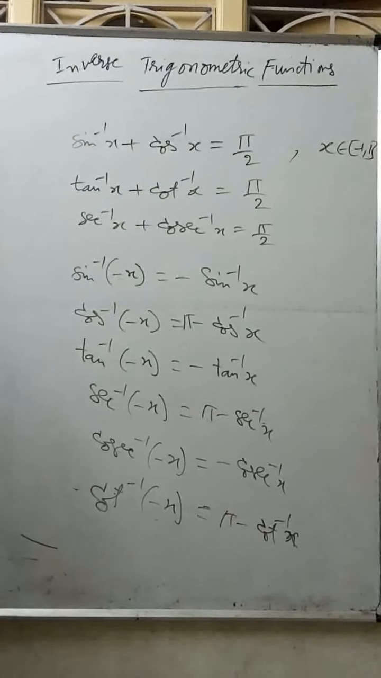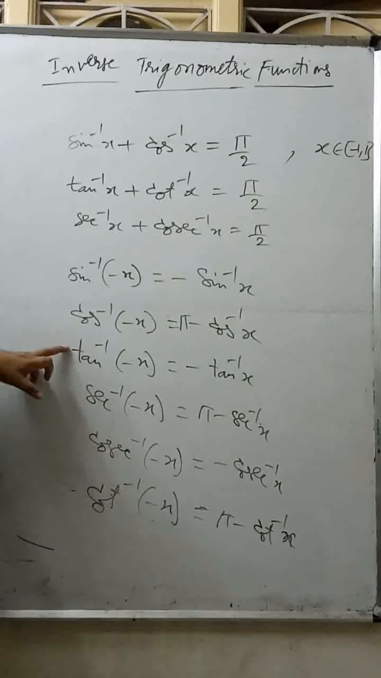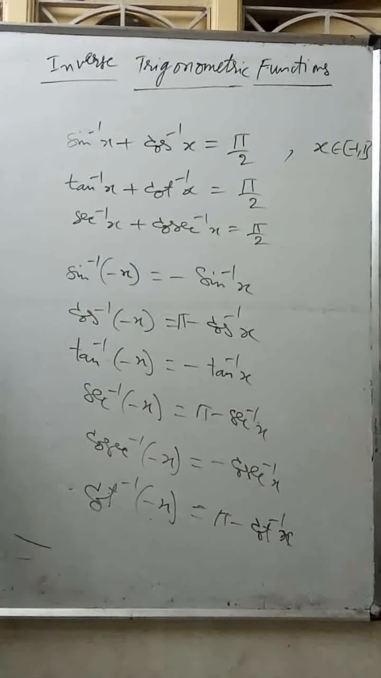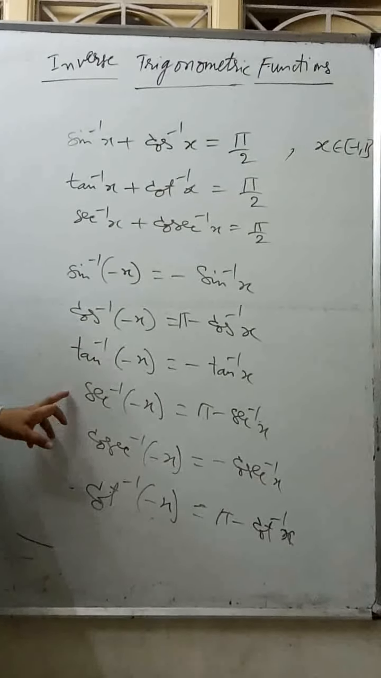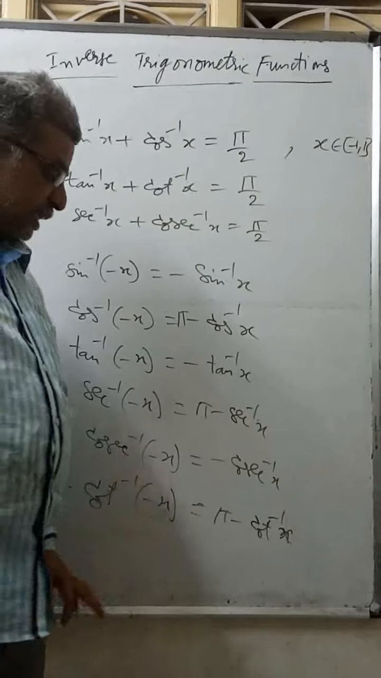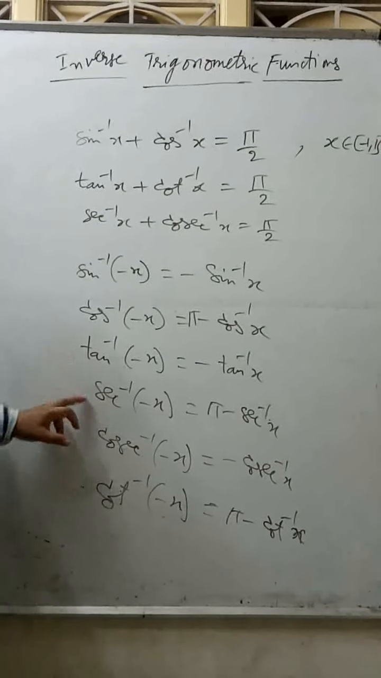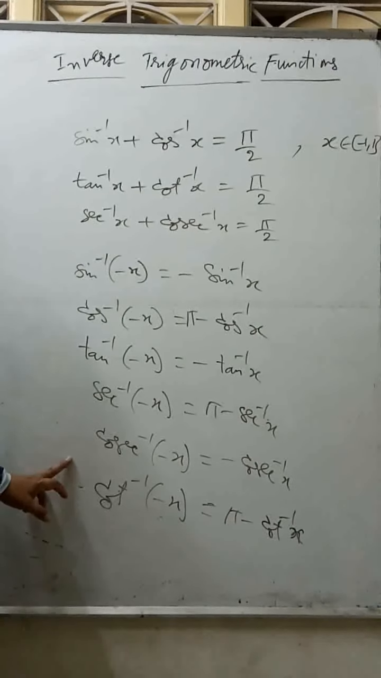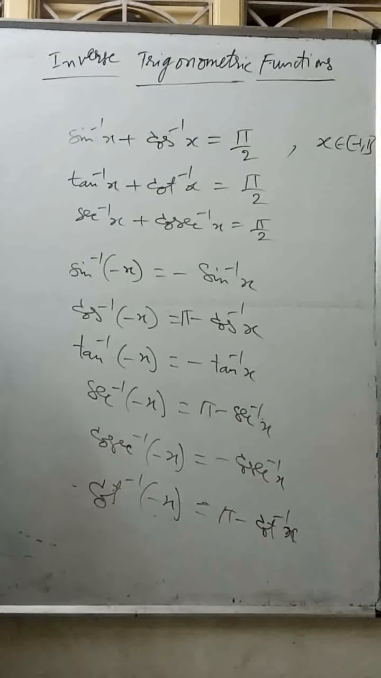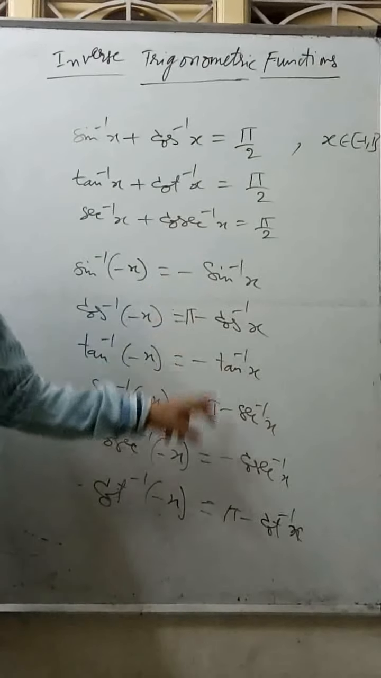We already know this: sine inverse of minus x is minus sine inverse x, tan inverse of minus x is minus tan inverse x, cosecant inverse of minus x is minus cosecant inverse x. But cos inverse, secant inverse, cot inverse become pi minus cos inverse, pi minus secant inverse, pi minus cot inverse. Why? Because these three have range 0 to pi, but for the other three the range is minus pi by 2 to plus pi by 2. So these three are pi minus, and the other three are minus itself.